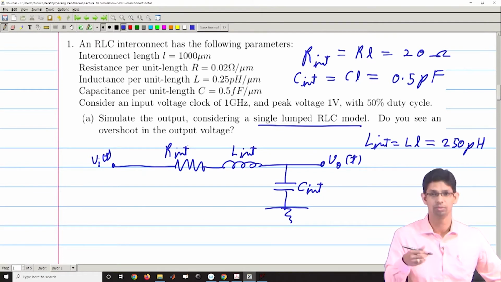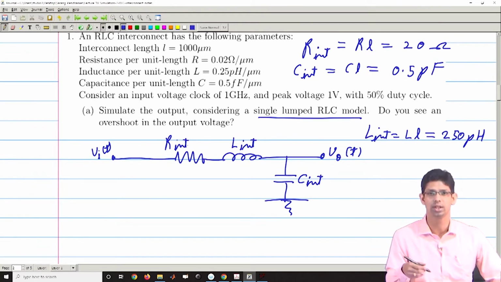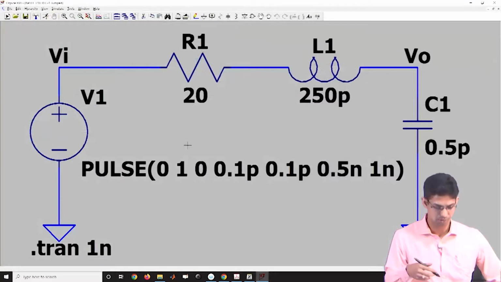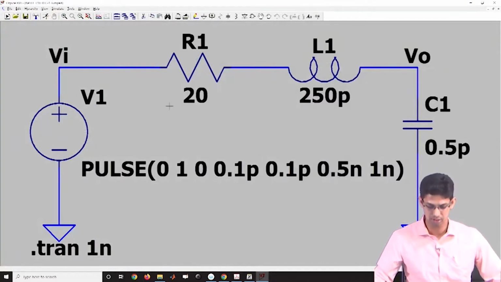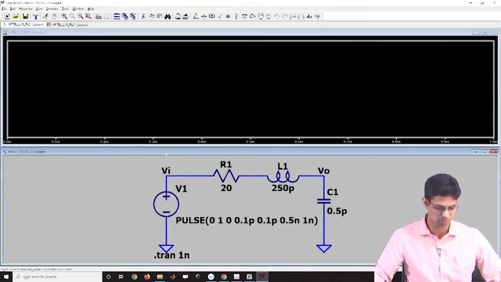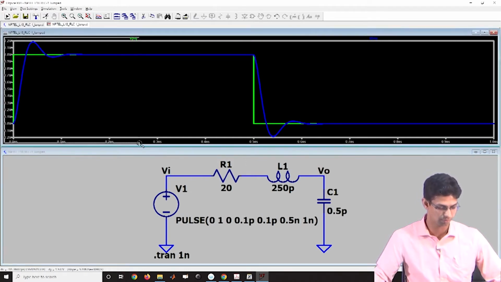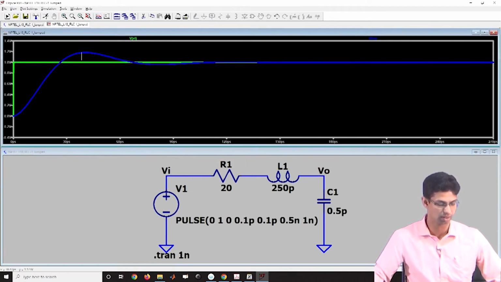I will be simulating this in LTSpice. It is the same software which we had used in the previous lecture on simulation of RC. I have already made a circuit with these values which we have just now computed. If I just run the simulation, this is my input and this is my output, and I can see that for these values there is an overshoot present. I can zoom in, and maybe I can see that there is an overshoot present here.